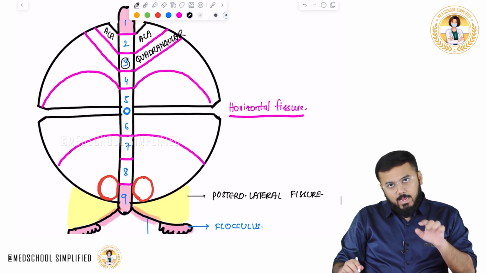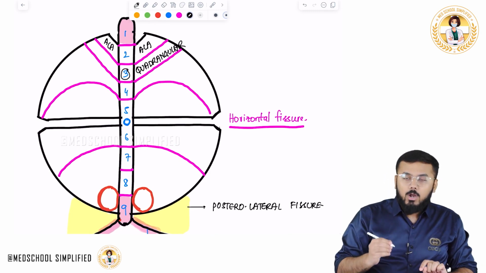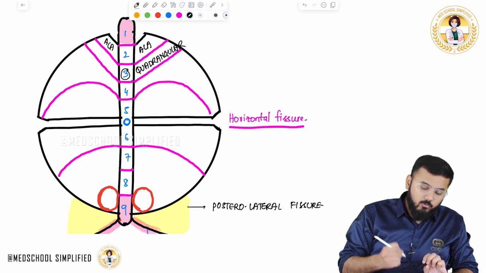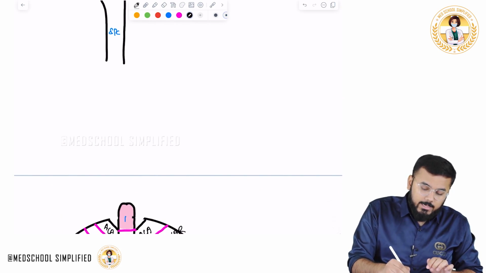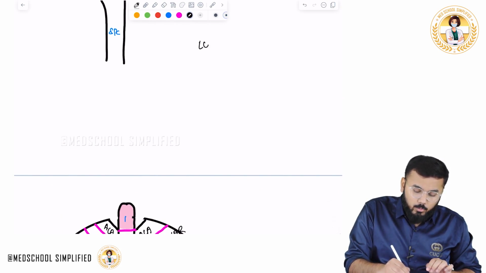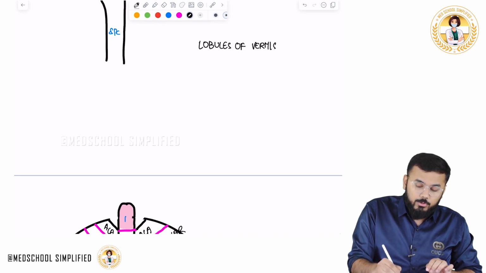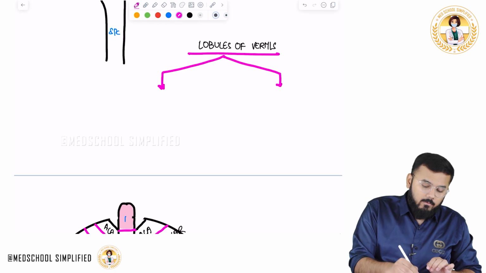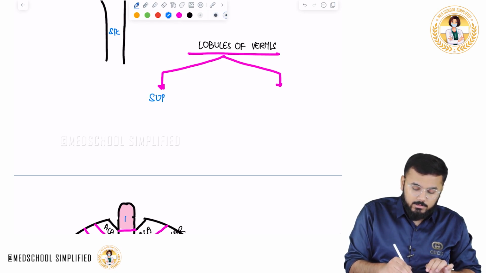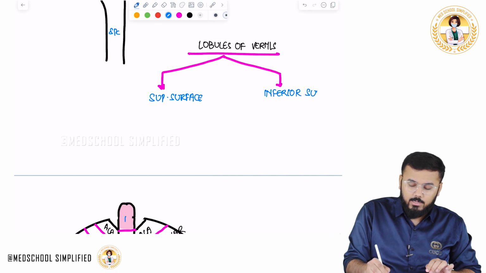Now, an important thing I have to mention here is: how many lobules are present within this vermis? This elongated vermis has 9 lobules. First of all, we have to name these 9 lobules. So how do you name them? For example, lobules of vermis are basically divided into 2 parts. What are these 2 parts? One is called the superior surface, which I will explain, and the other is called the inferior surface.